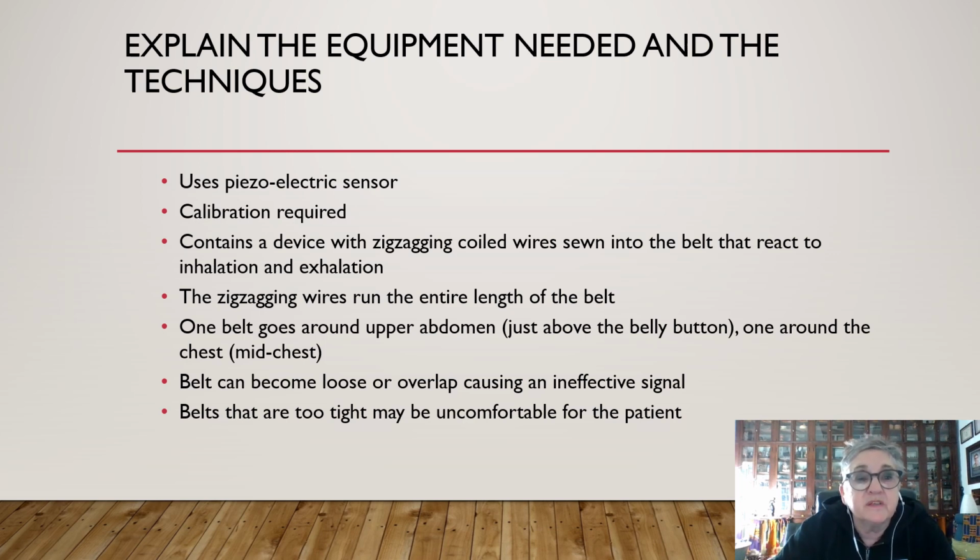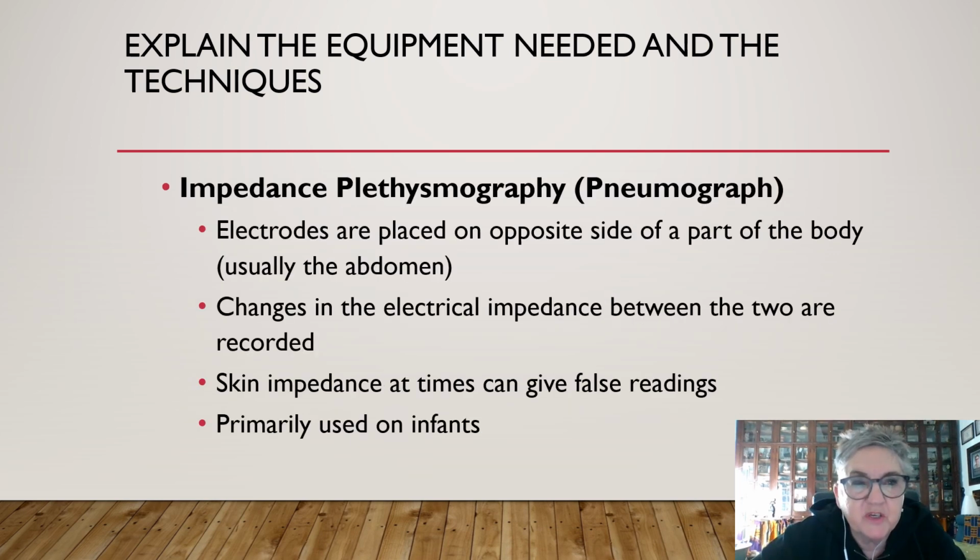It contains a device with zigzagging coiled wires sewn into the belt that react to inhalation and exhalation. The zigzagging wires run the entire length of the belt. One belt goes around the upper abdomen, just above the belly button, and one around the chest, mid-chest. A belt can become loose or overlap, causing an ineffective signal, or belts that are too tight may be uncomfortable for the patient.